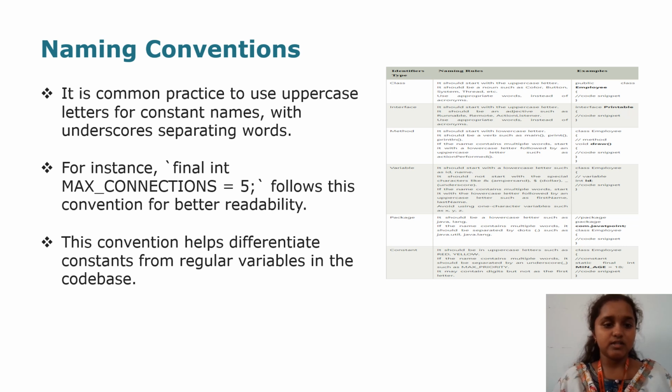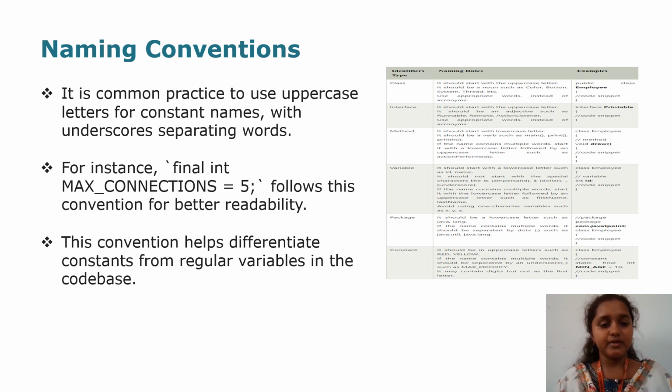Naming conventions. It is common practice to use uppercase letters for constant names with underscores separating words. For instance, final int MAX_CONNECTIONS equals 5. Follow this convention for better readability.